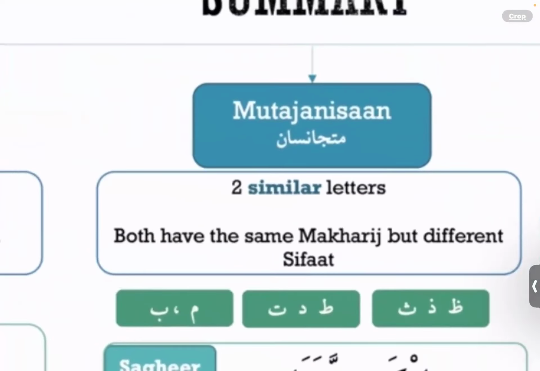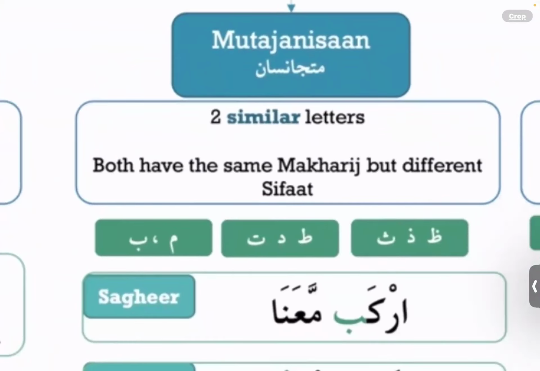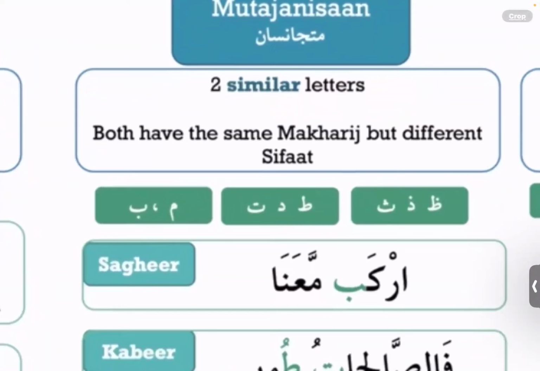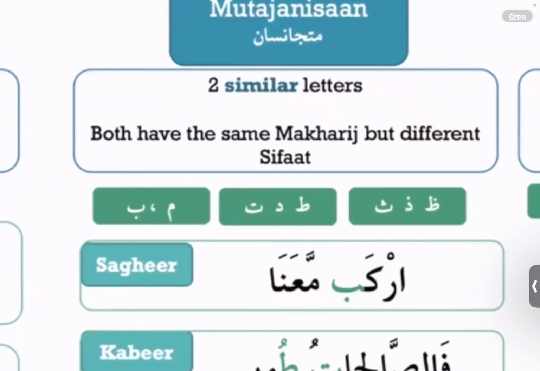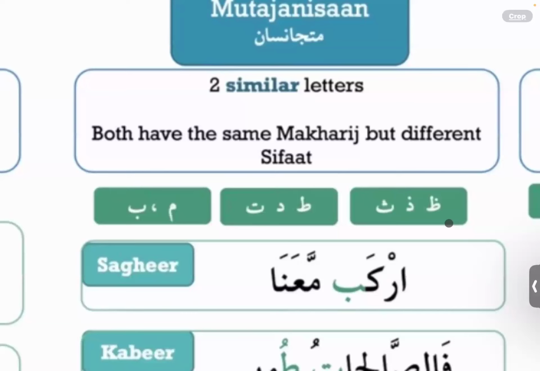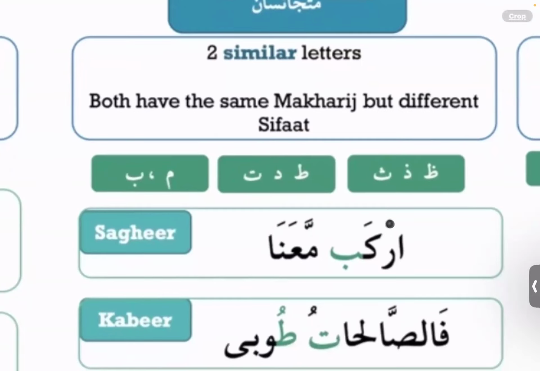Now we move on to the merging of the mutajanisan, the two similar letters. That is two letters which have the same makhraj, the same point of articulation, but different sifat, different characteristics. So these are letters which usually come in little clusters, kind of clumps. You have ta, dal, and tha. They all come from a similar place, however, they're slightly different. You have dha, tha, and dhal. You have ta, dal, and ta. And you have meem and ba.